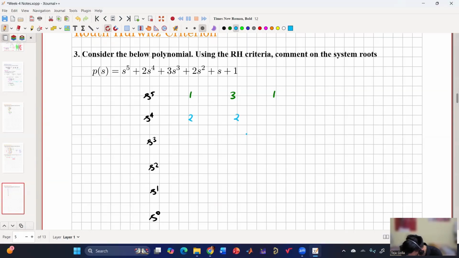So now if you multiply this 2 into 3 minus 2 by 2. So what is the first element? 2. What will be the second element? 2 into 1 minus 1 by 2, right? So 1 by 2, so 0.5. So the second element is 0.5.